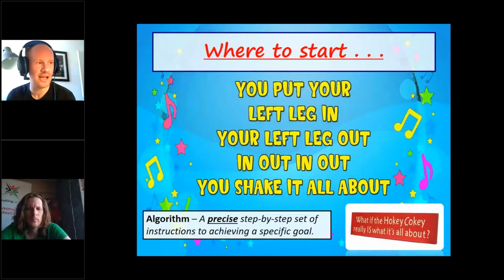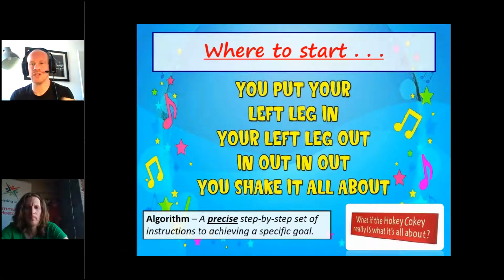So what type of things can you do? Where would you start? Well, to me, if I was doing a lesson in EYFS or early Key Stage 1, I would start with something like the hokey-cokey. The hokey-cokey really is what it's all about. You put your left leg in, your left leg out, in, out, you shake it all about. A precise step-by-step set of instructions to achieving a specific goal. What is the goal? To do the hokey-cokey. How would you do it? Well, there are the precise step-by-step instructions.